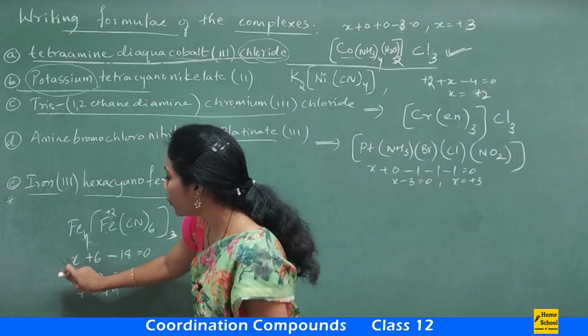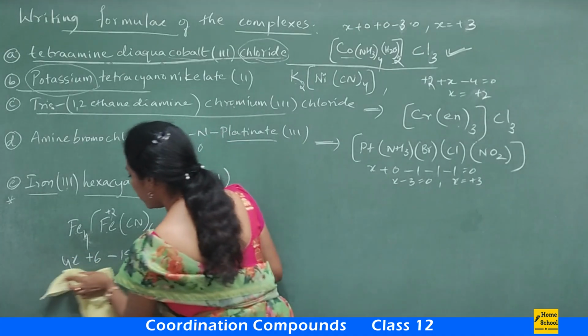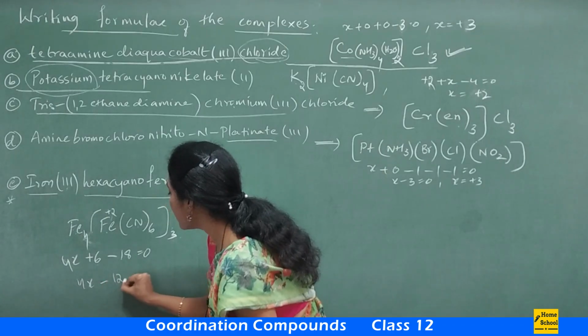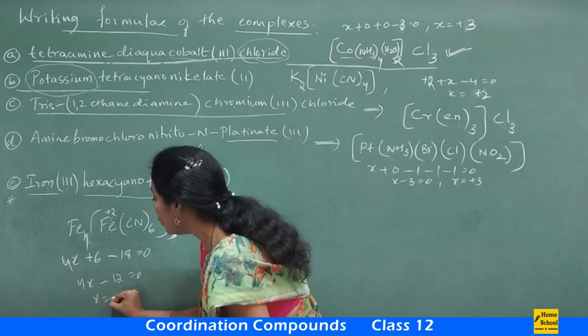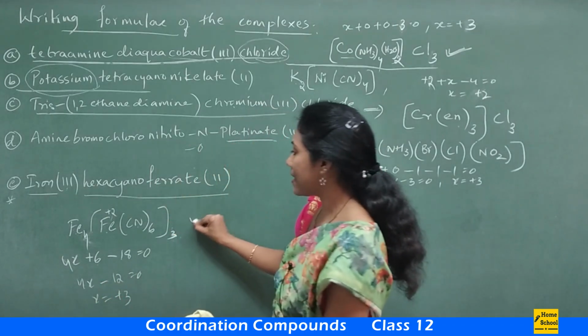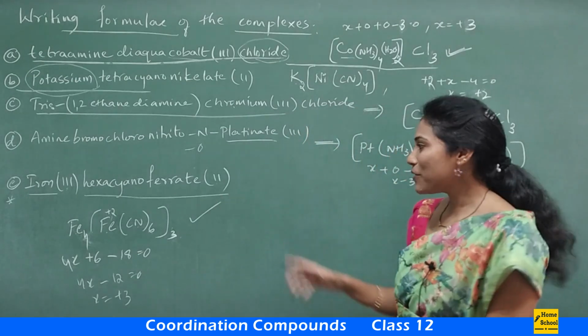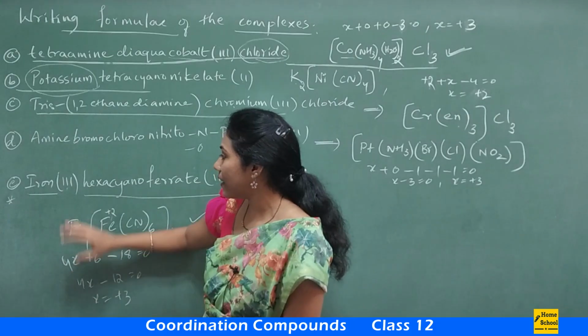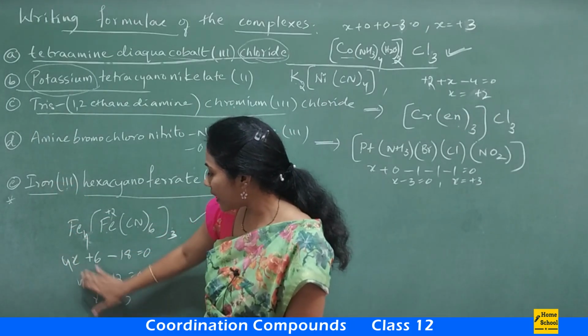If I put 4 here, it becomes 4x. Now what do I get? 4x minus 12 is equal to 0, so x is equal to plus 3 I will get. That means this is the correct formula. Just keeping this oxidation state, we are cross checking it. Till you get plus 3, you keep working with the number.